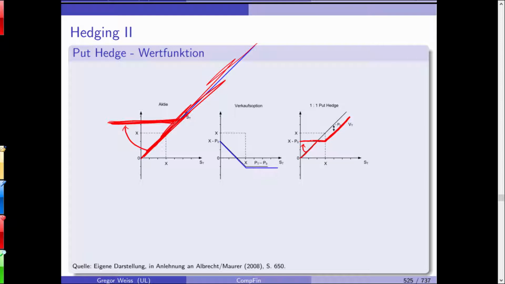And this is not a free lunch. Why? Because you are hedging in this area, but you're giving up some of your profits in this area. And this is the effect of the 1-to-1 put hedge. You give up a little bit of profit just to make sure that if the stock price falls extremely, you are hedged via the put.